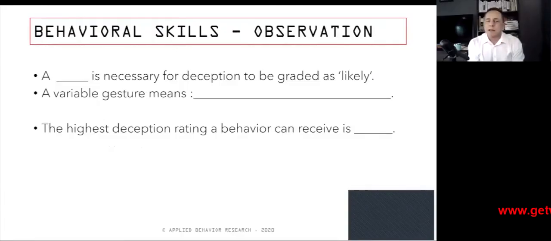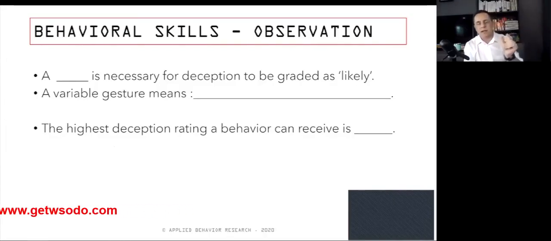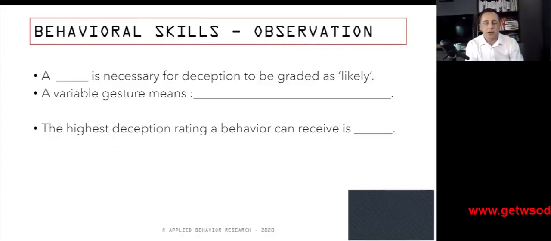So we know that an 11 is necessary for deception to be graded as likely. And a variable gesture means that there are multiple ways that it can be measured. Like a postural tilt is a variable gesture. With a postural tilt, somebody could be leaning towards someone or away from someone. And the highest deception rating that any single behavior cell can get is a 4. So no single behavior can be graded as deceptive. And there is one exception to that, which we'll get into when we cover deception here.